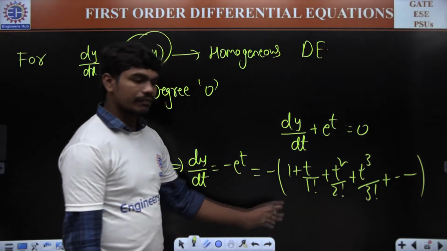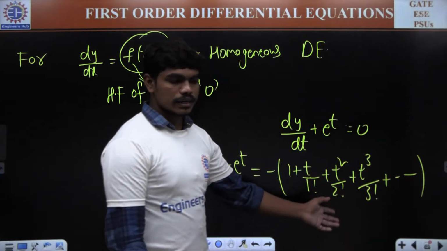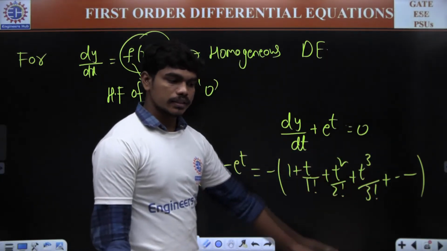Clear? Because if the function is to be homogeneous, definitely every term should be of the same degree. But in the Taylor series expansion of e power t, this is not the case.